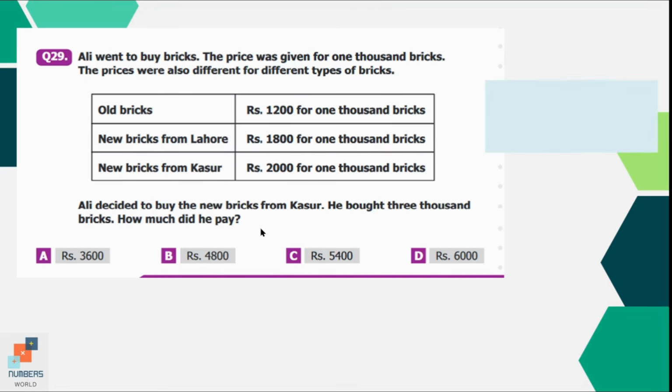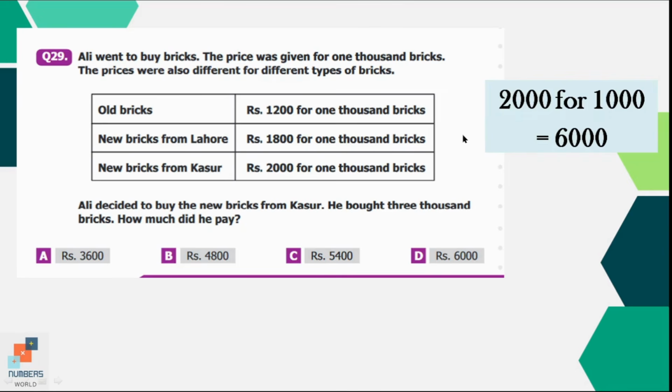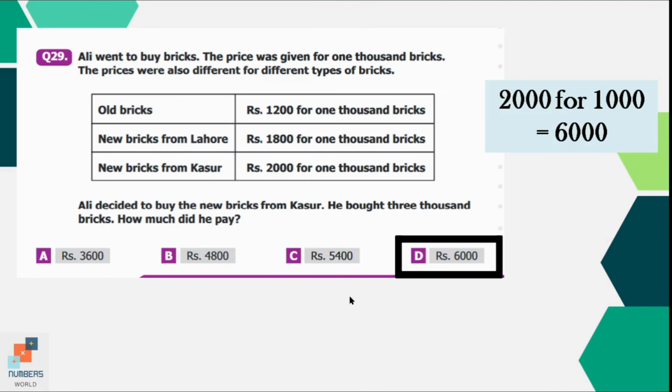So he wants to buy the new bricks from Kasur. The cost of these bricks is rupees 2000 for 1000 bricks. As he wants to buy 3000 bricks, 2000 multiplied by 3 is equal to 6000. So the total cost which he has to pay is rupees 6000.